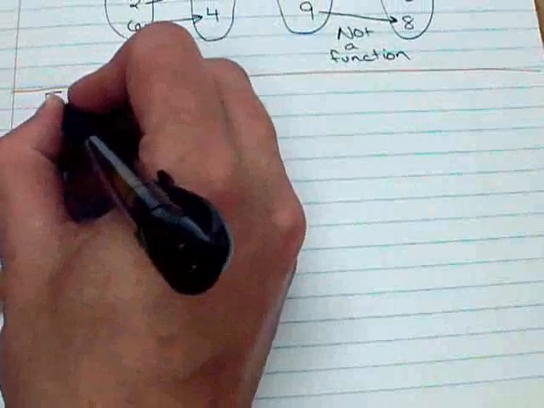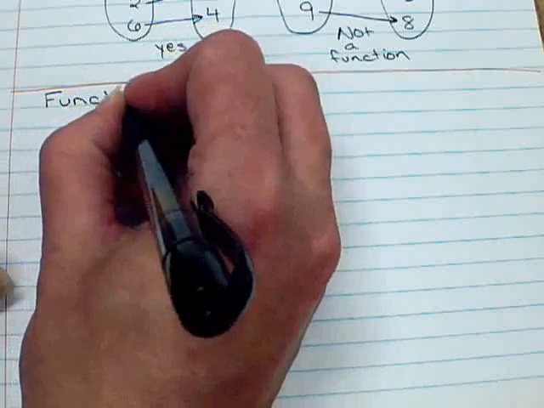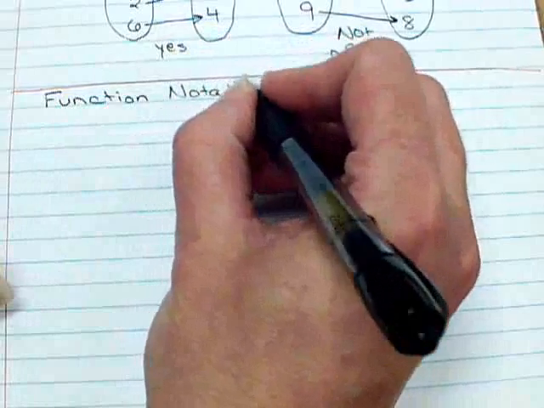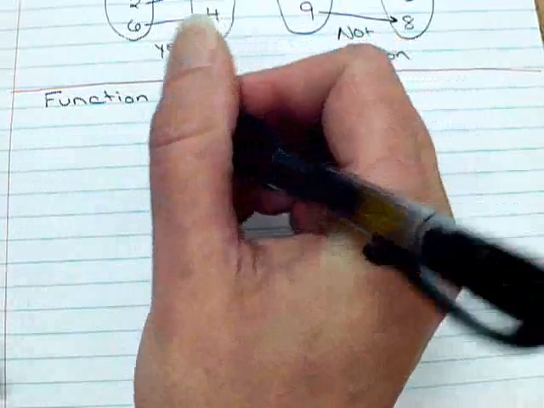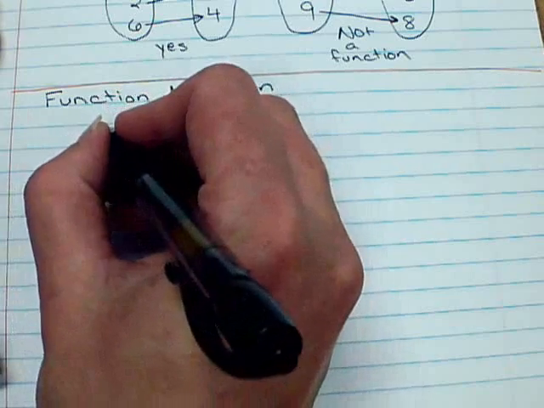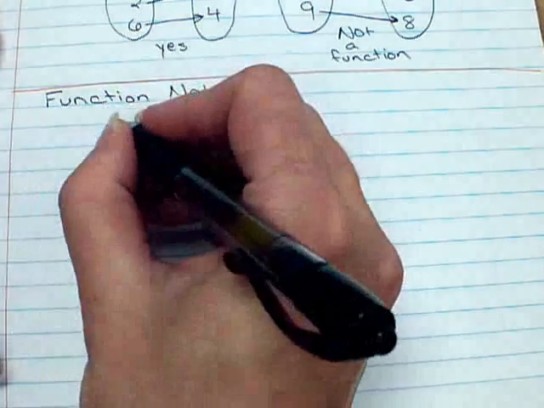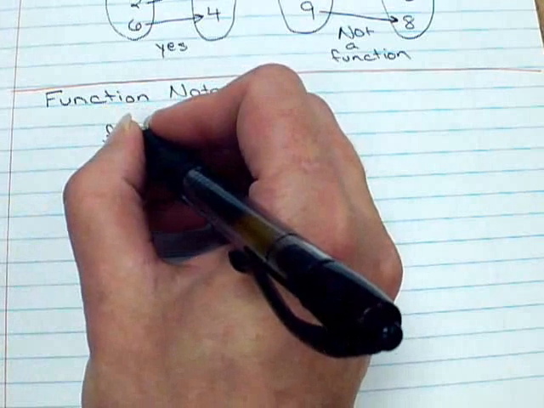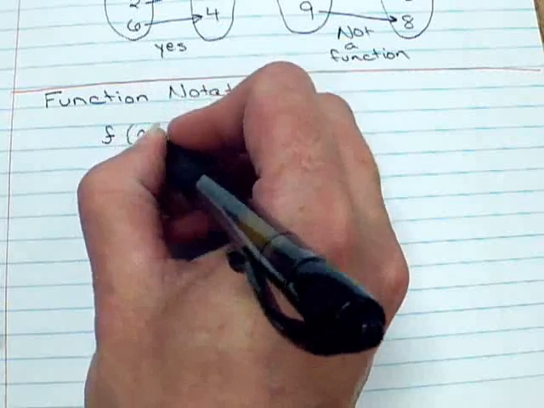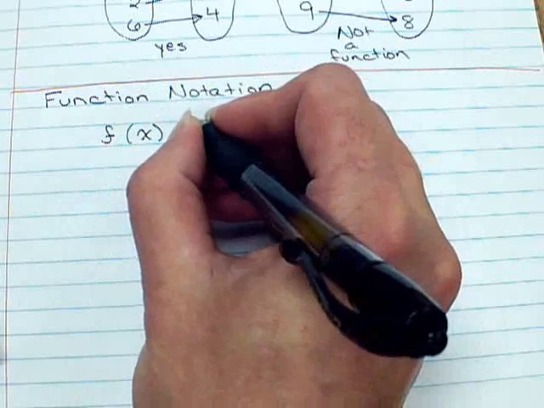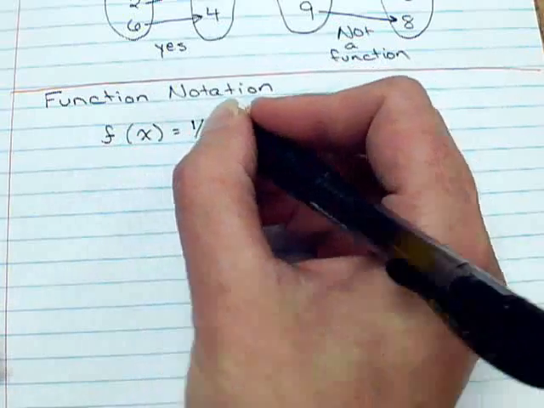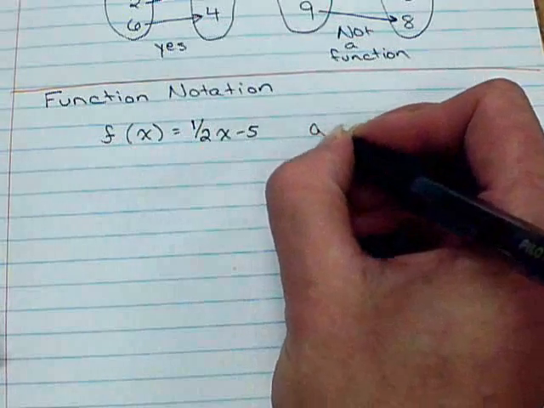Now, we also want to review function notation. So that's our next step, to review the function notation. Function notation is there just really to give you more options for naming your functions. F of x.